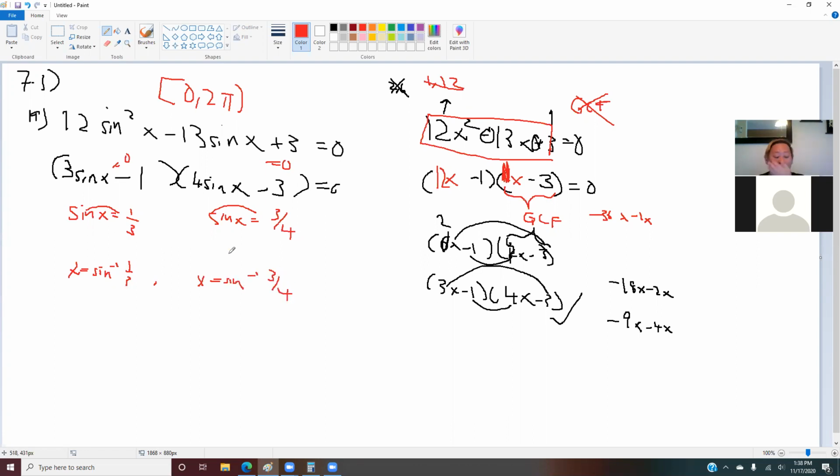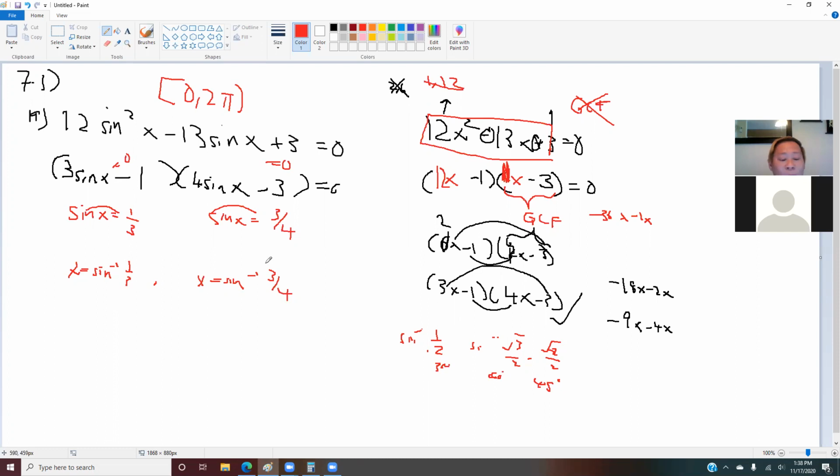Now, 1/3 and 3/4 are not what we call special exact values. For an exact value, you need something like the arc sine of 1/2, the arc sine of √3/2, or √2/2. These are all the special values that give you 30 degrees, 60 degrees, and 45 degrees. This is what you get for the special ones.